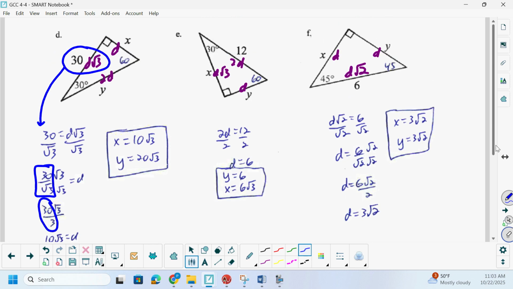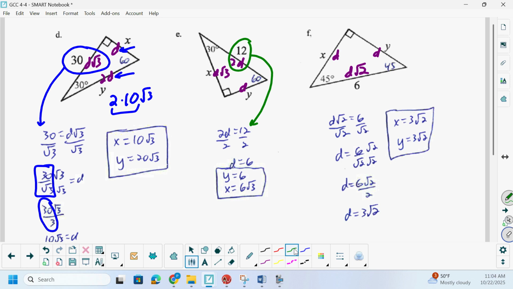From there, we'll fill that in for our D's. So X is easy, it's just that 10 square root of 3. For 90, we'll have 2 times 10 square root of 3. So the 2 and the 10 multiply to give us 20 square root of 3. In E, step 1, label your D's. So D across from 30, D square root of 3 across from 60, 2D across from 90. Step 2, take the side that has a number and set up an equation. So 12 equals 2D, we solved to get D is equal to 6.